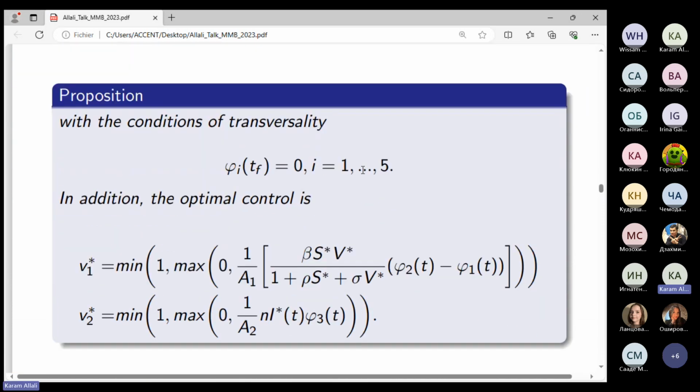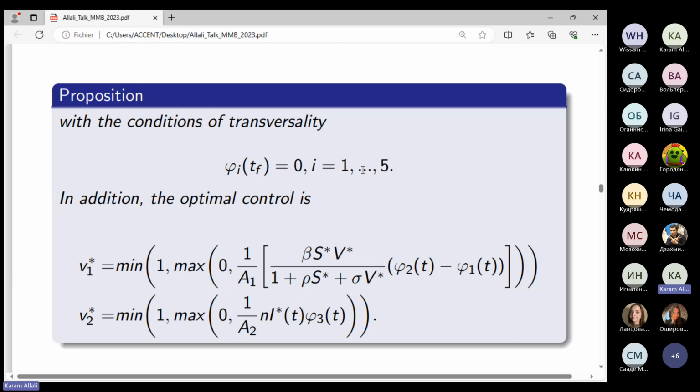And the transversality condition phi I at the final time is 0. In addition, the optimal control will be given by V1 star under the minimax formula, and V2 star is given by the min-max formula. What we can understand from these two formulas is that V1 star and V2 star don't exceed 1 and cannot be under 0. This is why you can use min-max.